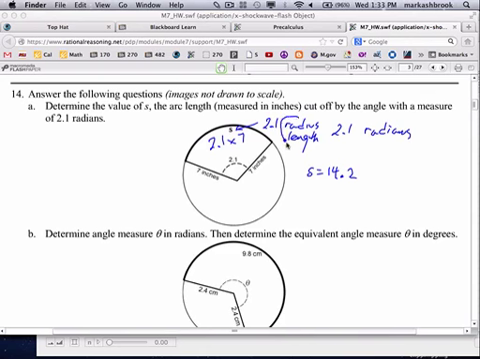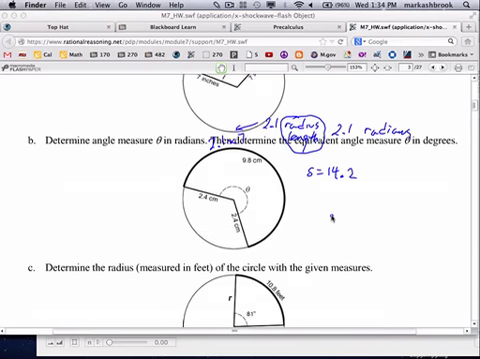So the bridge between these angles and these distances is radius lengths. The number of radians is the same as the number of radius lengths subtended or cut off by the angle with that radian measure. Okay. This one.